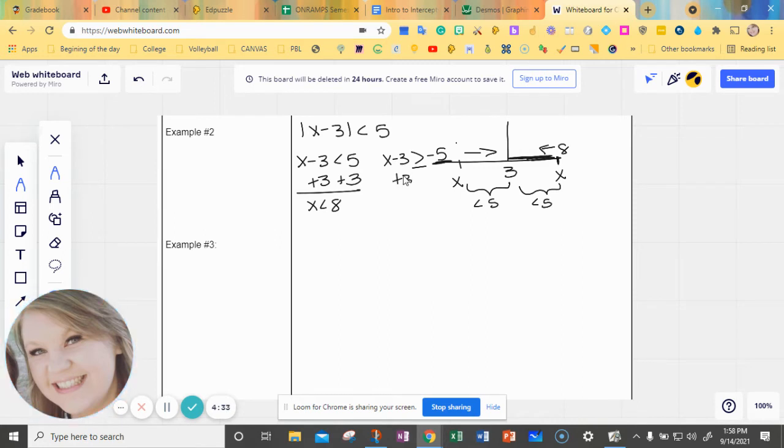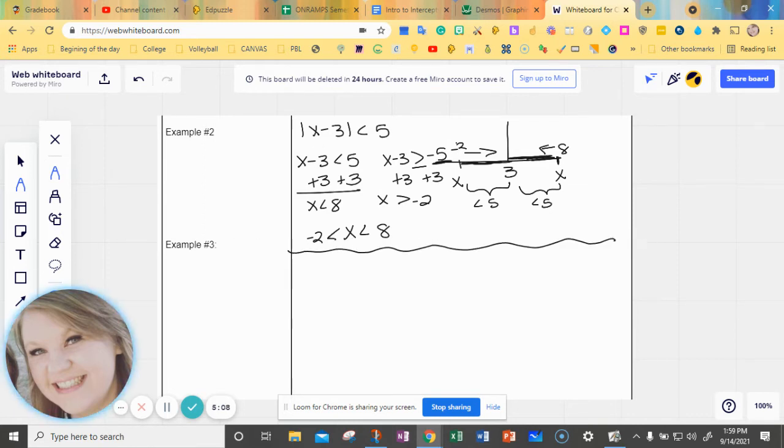And x has to be greater than negative 2. So what we're saying is that as long as I have a number between negative 2 and 3, their distance will be less than 5, and a number between 8 and 3, their distance will be less than 5. So I could write that in two separate ways, or I can just say that it has to be greater than negative 2, but it also has to be less than 8, in order for the distance between that number and 3 to be less than 5.